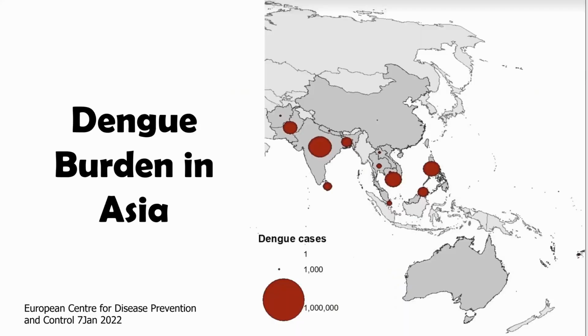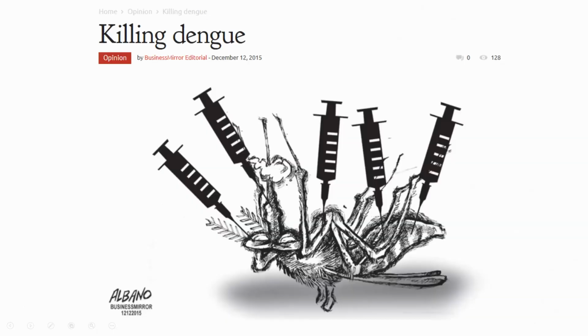Currently, the dengue burden is more prominent than malaria in Asia. As you can see in this slide, published on 7 January 2022, the burden is in India, in the Mekong region, in the Philippines, in Indonesia, as well as in Malaysia and Singapore. So it's very difficult to kill this vector. You need a lot of resources to make sure that this vector is being controlled.